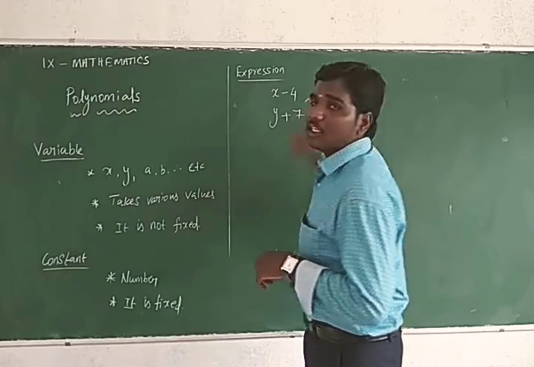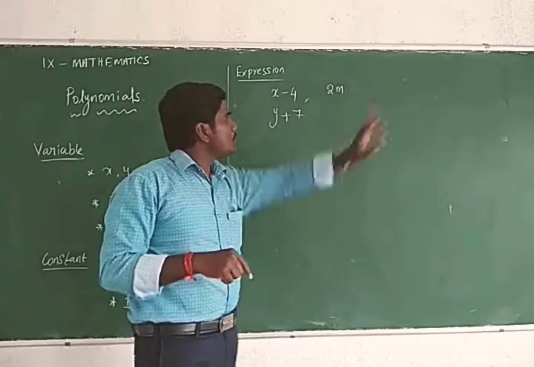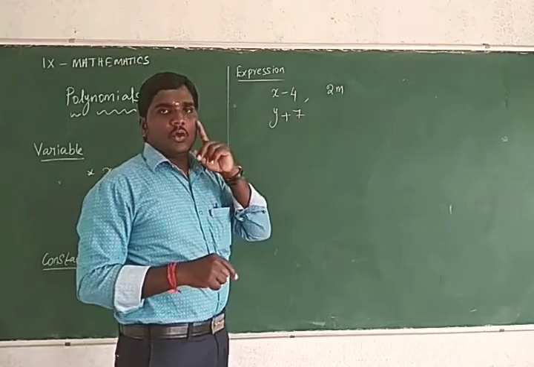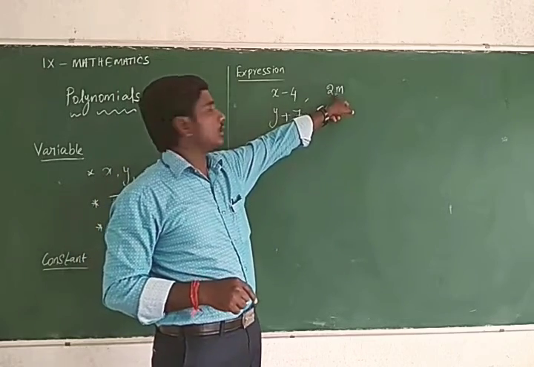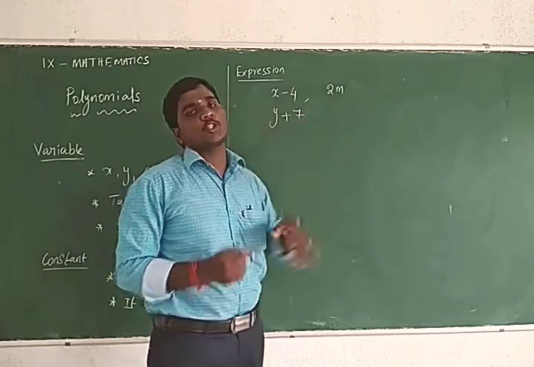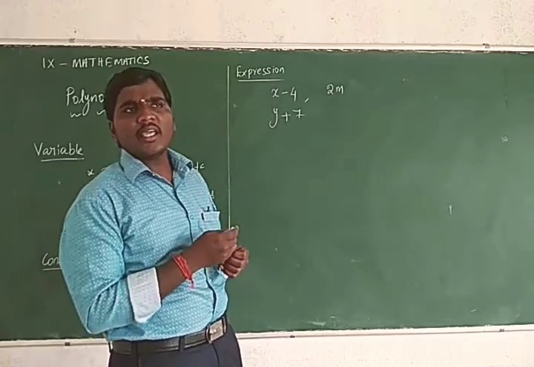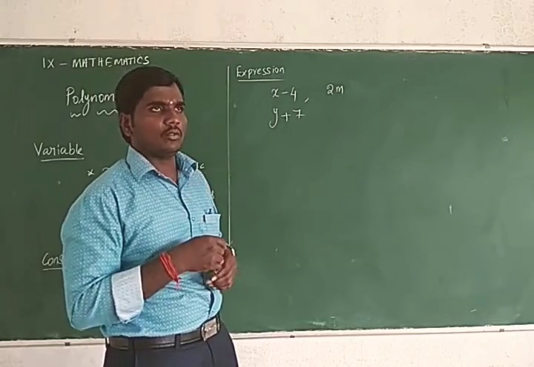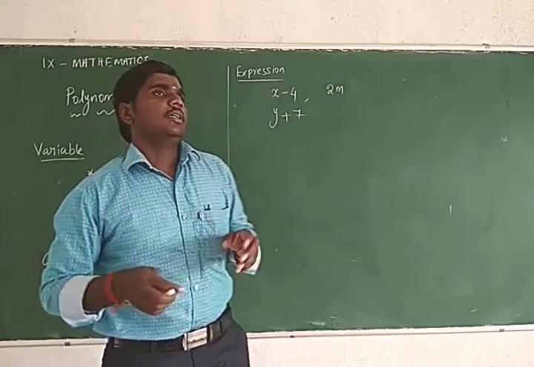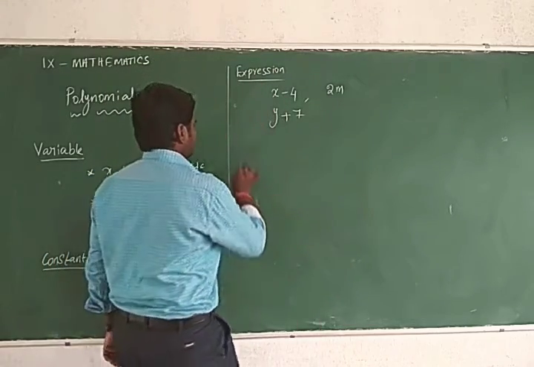2m: 2 multiplied with m. What is meant by 2m? 2 multiplied with m. Here the operation is multiplication, with a variable. So these are called expressions. Next, equation, you know. Next, polynomial.